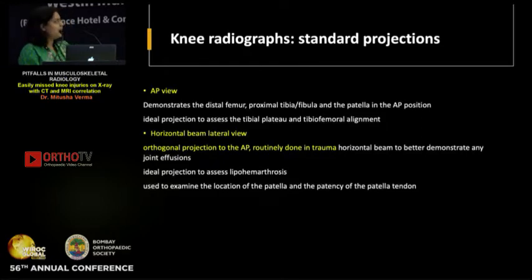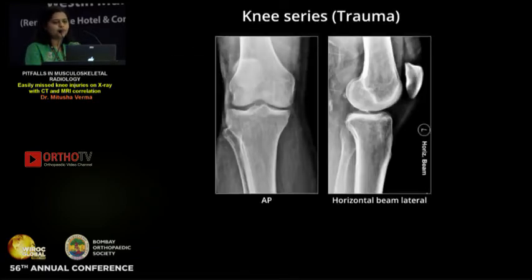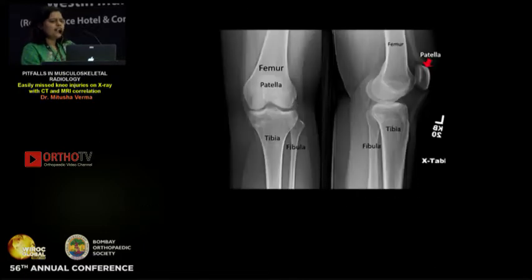One is the AP view and the other is basically the lateral view, also known as the horizontal beam lateral view. So the basic rule continues, you have to get these two views in cases of traumatic insults and injuries whenever you are going to see the knee as well. So basically you don't miss things if you have two orthogonal views. We'll see examples. And you can pick up some gross injuries, traumas, displaced fractures very easily.